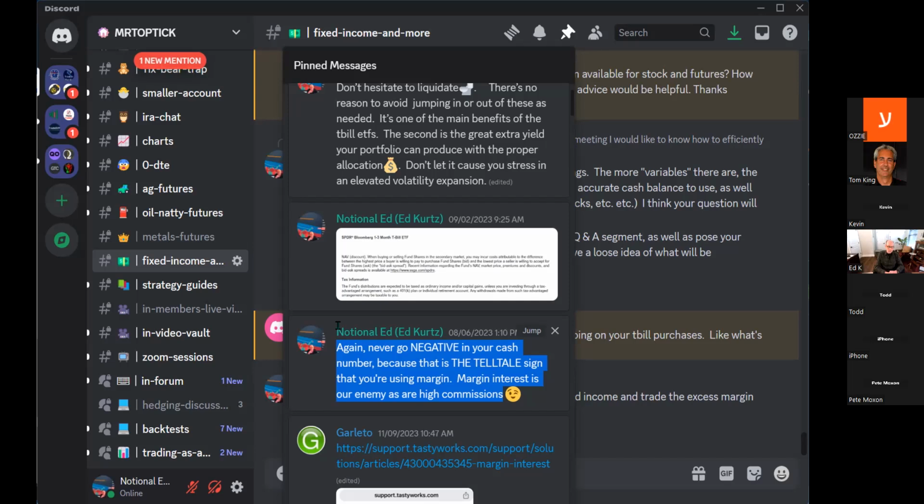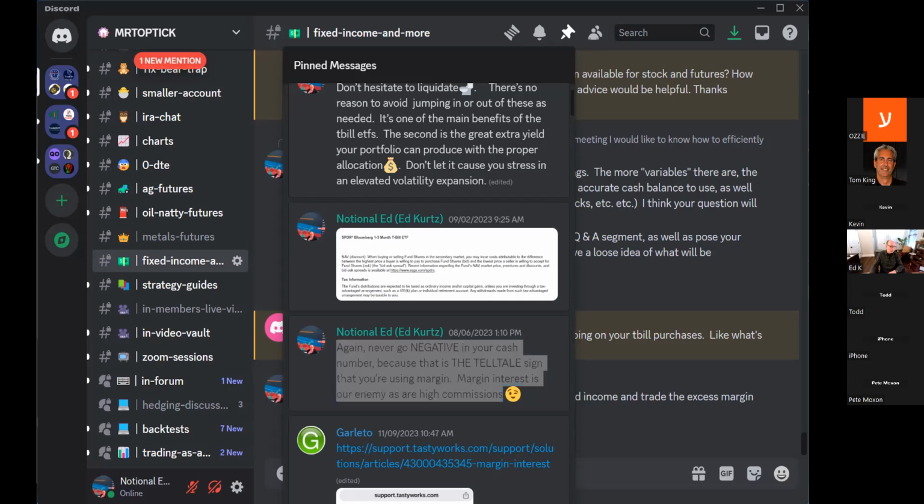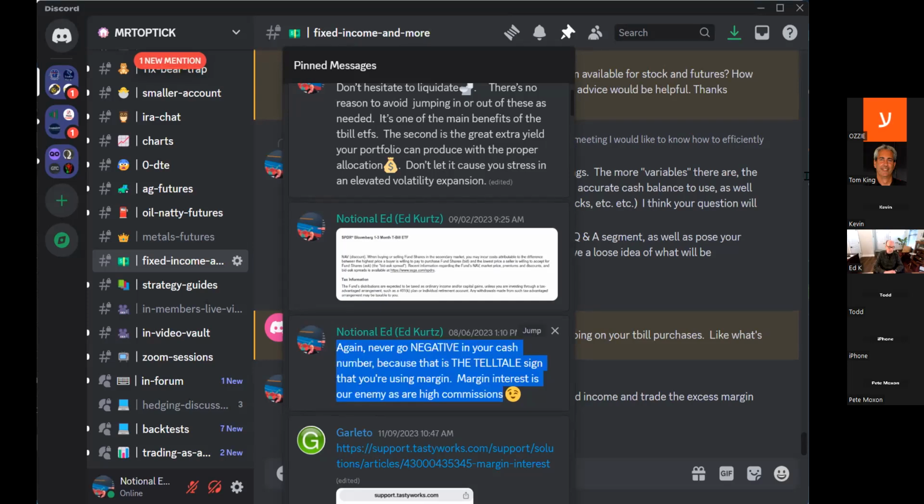It's a little tricky to do, but if you're really trying to max out your account with just a ton of T-bills and BIL, you're going to have to monitor your cash balance if you're trading futures. If you're trading equities and indexes, you don't have to worry about it because you can go up to the 100% or 99%. But if you're trading futures, you've got to watch.